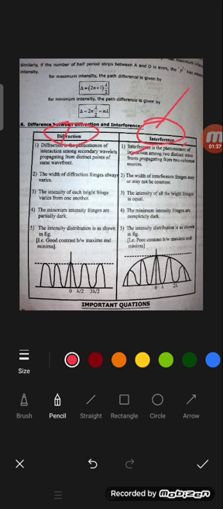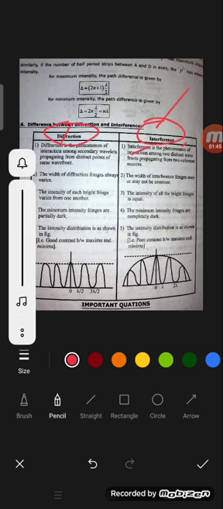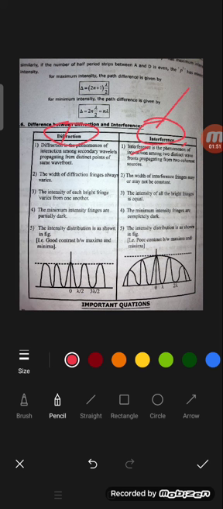So the key point of the difference between diffraction and interference is that diffraction will be produced by the secondary wavelets of the same wavefront, but to form interference we have to use two coherent sources, which means we have to use two different wavefronts.